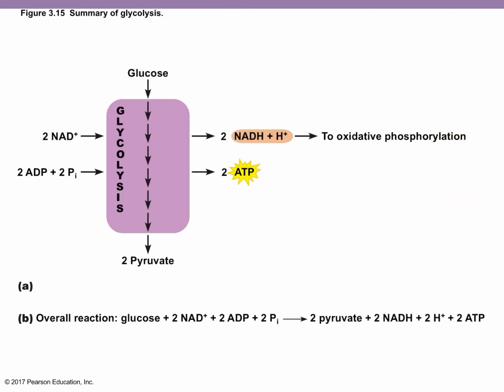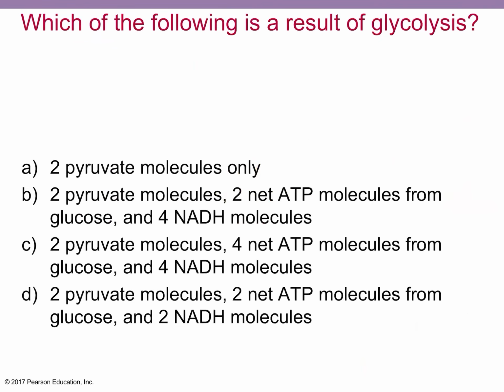All right, so this is just a schematic view of glycolysis. We see that we get 2 NADHs, and then we're going to get 2 ATPs out of the process. All right, so which of the following is a result of glycolysis? And the answer is 2 pyruvate molecules, 2 net ATPs, and 2 NADH molecules.